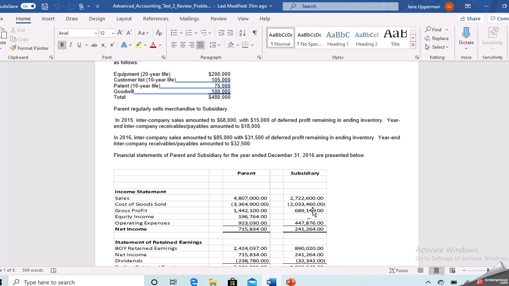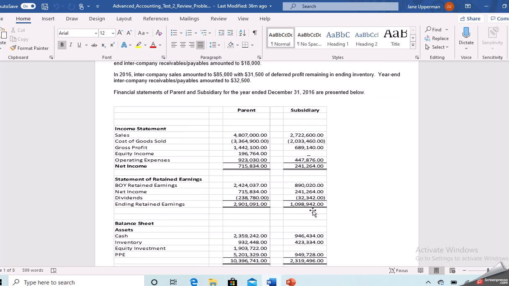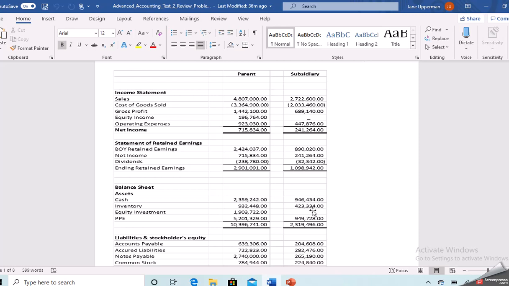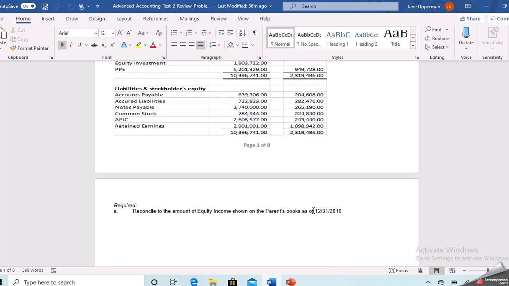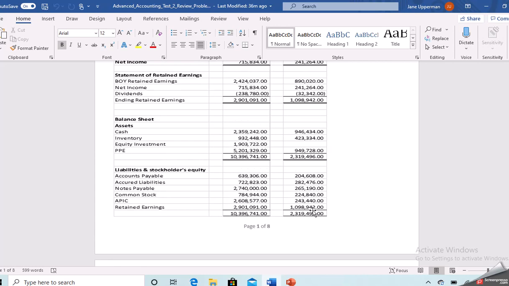Then in 2016, there's intercompany sales of $85,000. There's $31,500 in the ending inventory adjustment. And then there is a year-end receivable payable of $32,500. They give us the financial statements of the parent and the sub. Okay, then the first thing it asks for is to compute the amount of equity income.